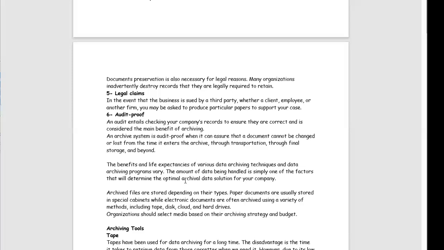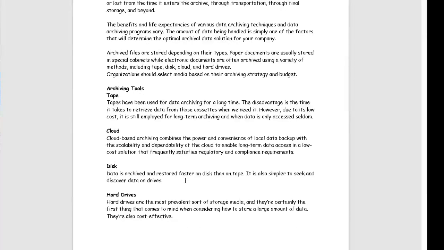Then lastly, we have the tools for archiving data. One is the tape. This is a very old method of data storage. Then you have the cloud. This is the latest, the modern way of storing data, where you store data on a cloud platform.